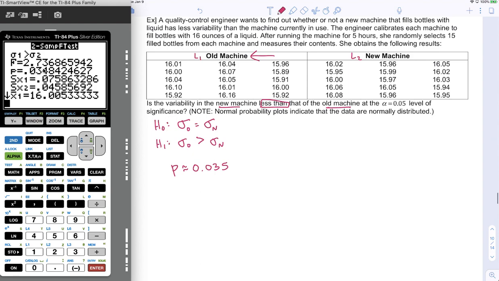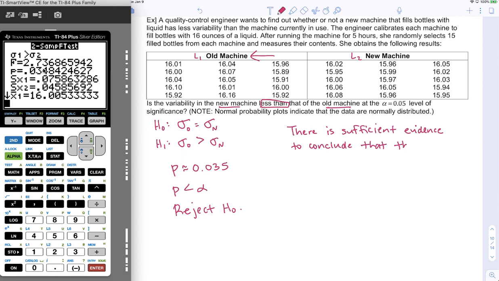So p is less than alpha, which means our results are statistically significant and we will reject H0 in favor of H1. So there is sufficient evidence to conclude that the variability in the new machine is less than that of the old machine. So I'm kind of restating part of the problem.